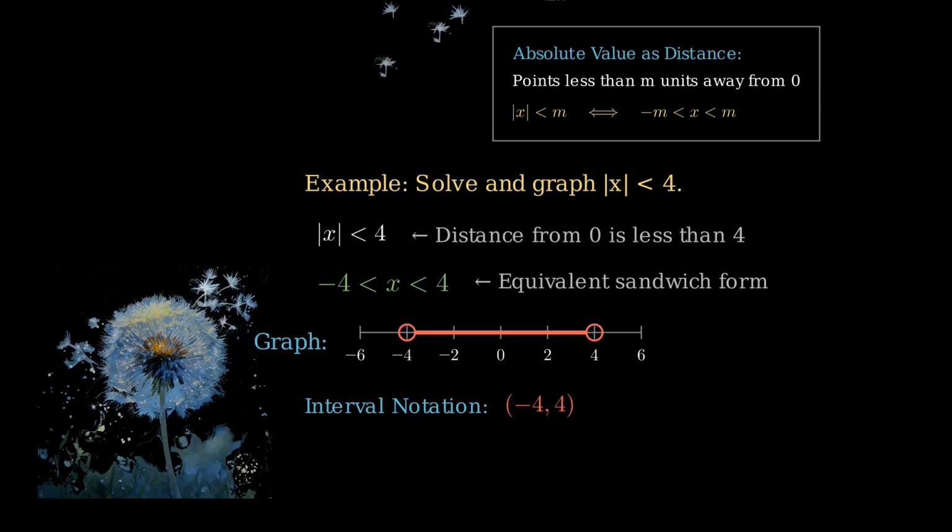Let's look at the graph. We place open circles at both endpoints, negative 4 and positive 4, because the distance is strictly less than 4. Then, we draw a bold red line connecting them in the middle. In interval notation, the solution set is written as the open interval from negative 4 to 4.